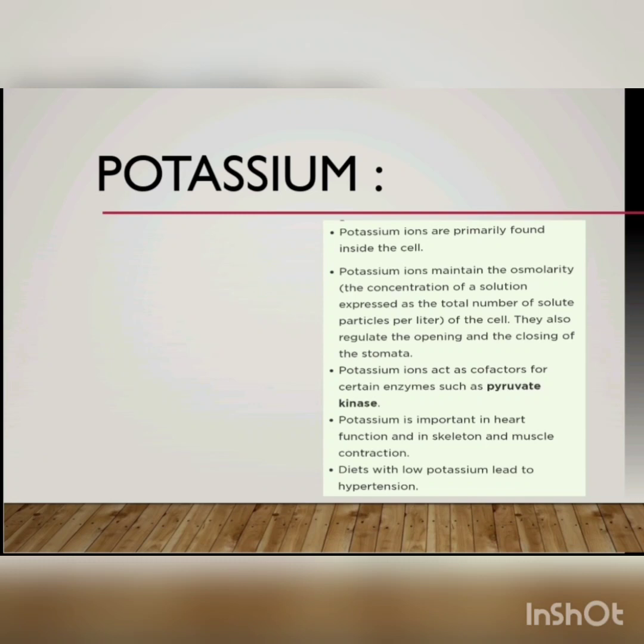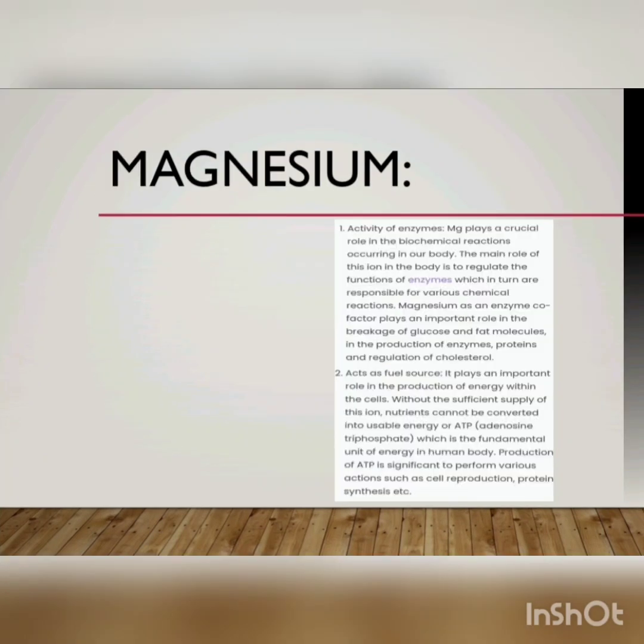Next element is magnesium. Magnesium is important for the activity of enzymes. It plays a crucial role in the biochemical reactions occurring in our body. The main role of this ion in the body is to regulate the functions of the enzymes, which in turn are responsible for various chemical reactions. Magnesium as an enzyme cofactor plays an important role in the breakdown of glucose and fat molecules, the production of enzyme proteins and regulation of cholesterol.